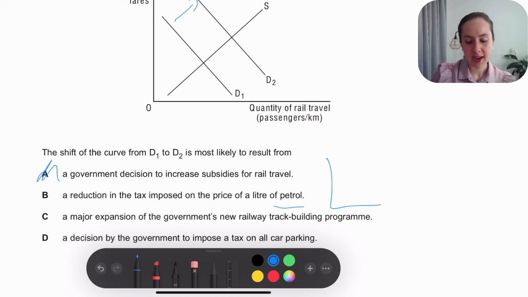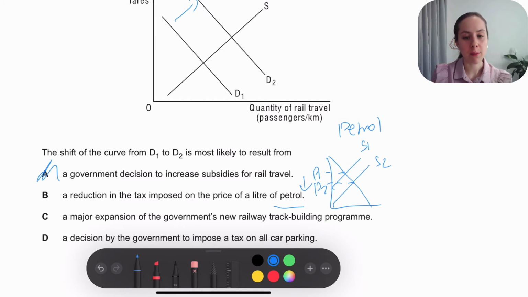A reduction in the tax on petrol. Okay, what's happening in the petrol market? S1 to S2 on the petrol market. A reduction in the tax would be the other way around. S1 to S2. Petrol gets cheaper. Okay, so if petrol gets cheaper, people are going to travel more by car because it's cheaper, and so they will travel less by rail. So that doesn't seem to be the answer yet either.